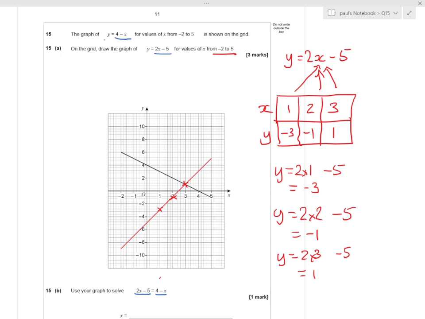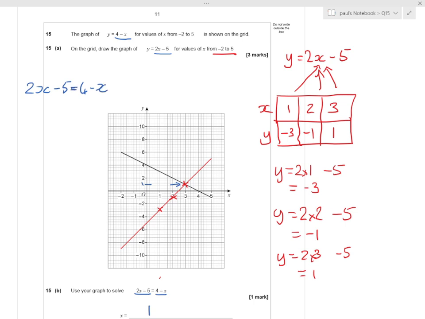Now, when these two equal each other, it's just the same as saying where they cross. The y value will be exactly the same for both of these. So where these two cross is the y value, which is there. And that looks like where they cross, the y is 1. So that equals 1. Now, just to prove that, 2x minus 5 equals 4 minus x.